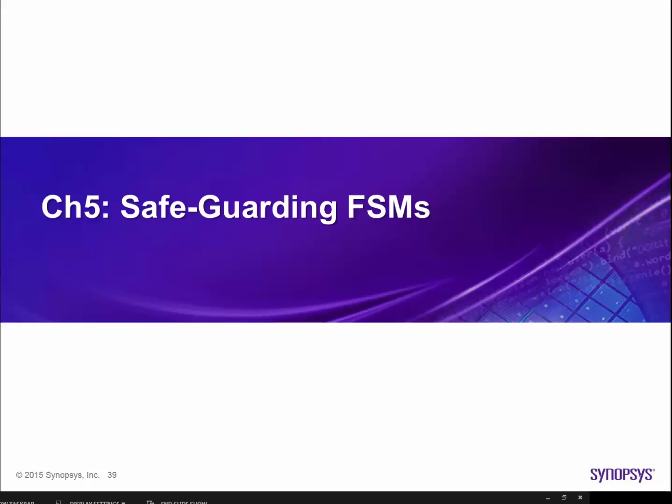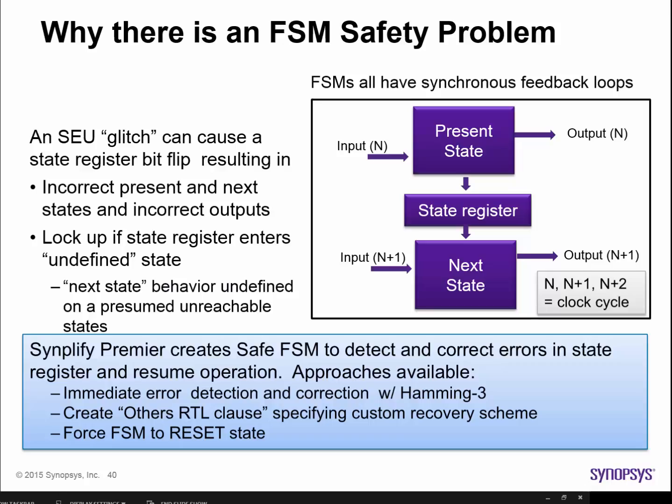In this video chapter, I'll show you how to protect finite state machines from being impacted by radiation-induced errors. A state machine has state registers that store information about its present state. These registers determine the state machine's current output and the next state that the state machine will enter when the clock cycles. An SEU can cause an incorrect output, incorrect present and next states.